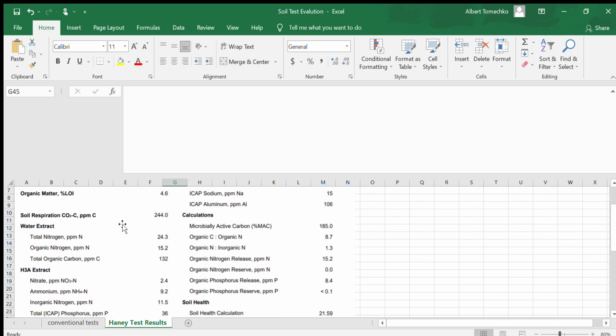Soil respiration, some people call it the CO2 burst test, Solvita test. This is a snapshot in time, right? So it's a 24-hour test, and basically what this is measuring is the microbial activity in the soil. So anything over 100 ppm is very high. That shows a high microbial activity in the soil. So 244, not to toot my own horn, is fantastic. It shows very good microbial activity in the soil. They're doing what they're supposed to do.